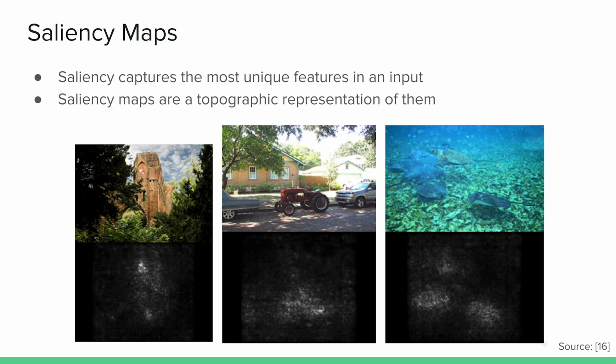So we have this dome, we have a tractor and some fish, and you can see that the network did actually learn to look at those objects of interest and not at the background. So that's what the saliency map is giving us.